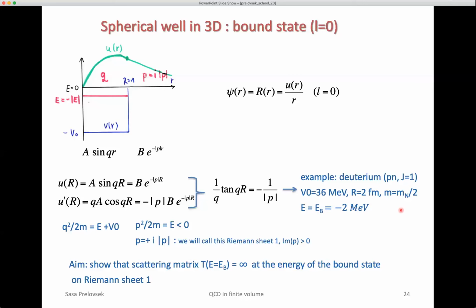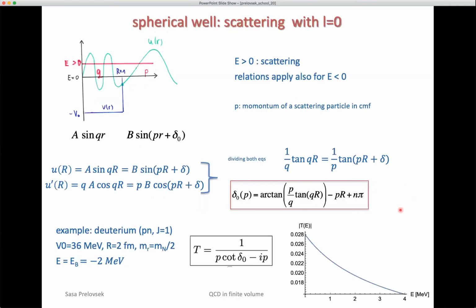Okay. Let me turn this off. Oh, sorry, was there some question here with these derivations? No? Okay. So from this equation, you just extract the phase shift, and that's a very nice expression, easy, right? You get the phase shift as a function of P or as a function of energy.